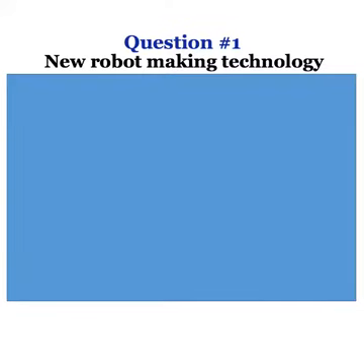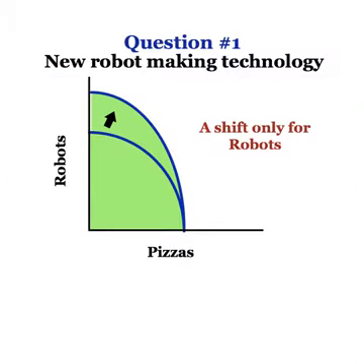So question 1, you have new robot making technology. The question is, does that affect the ability to produce robots, the ability to produce pizzas, both or neither? Okay, that one's only going to affect robots. And can you make more robots than before or less? That will be more. So with new robot making technology, the pizza line stays where it is and the robot line should shift outward. Make sure that you definitely have an arrow showing the direction of the shift.